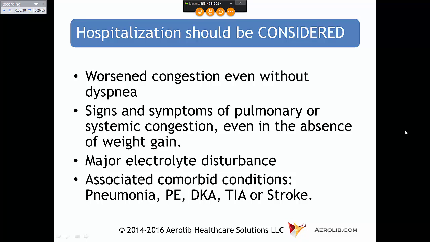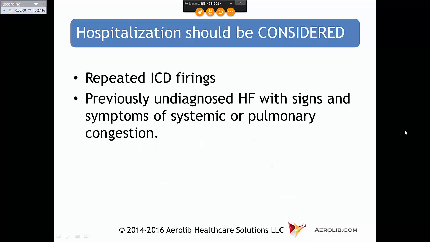Again, inpatient, outpatient, those are all billing scenarios. Those should not affect what treatment or care the patient is receiving. Signs and symptoms of pulmonary or systemic congestion, major electrolyte disturbances, and then, like I said before, associated comorbid conditions, whether there's a pneumonia, a PE, DKA, TIA, or stroke, hospitalize, do what's right.